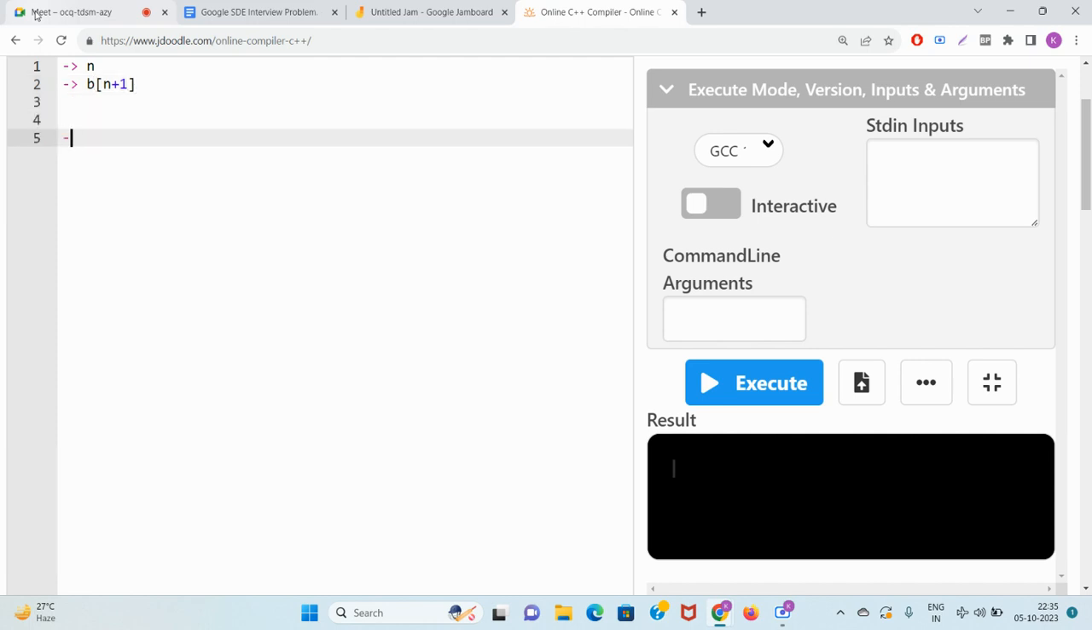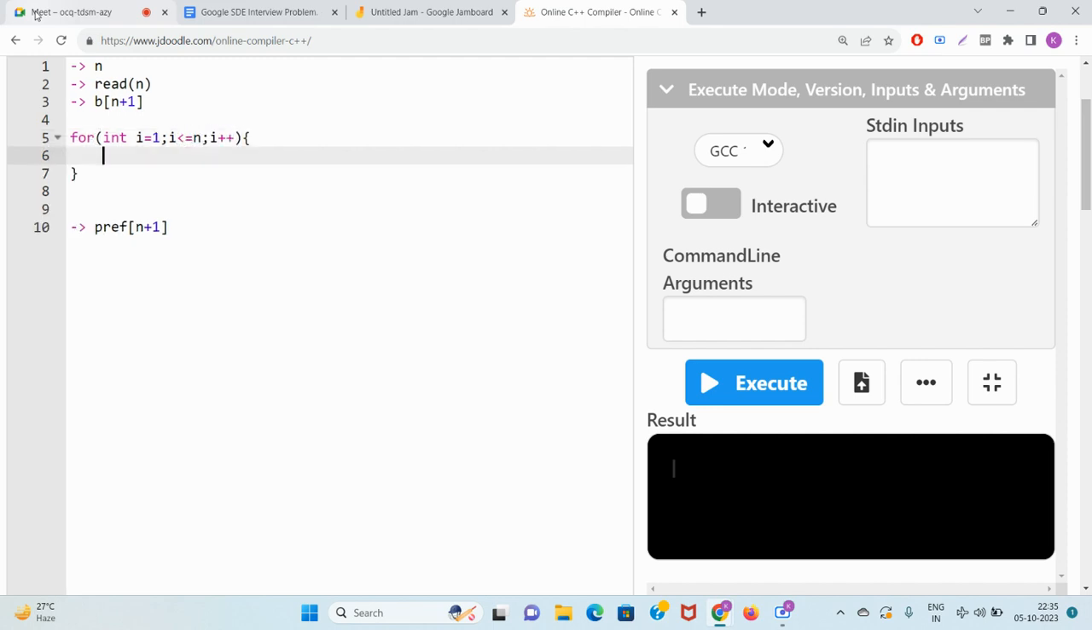Now guys, I have to fill the array pref of n plus 1. I have taken the input, assume that. I'm reading the integer n, which is the size of the array. Then I will run a for loop from 1 to n, reading all the array elements.